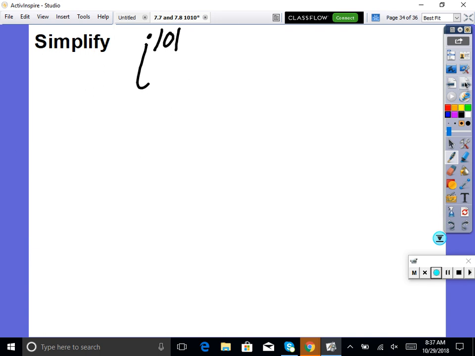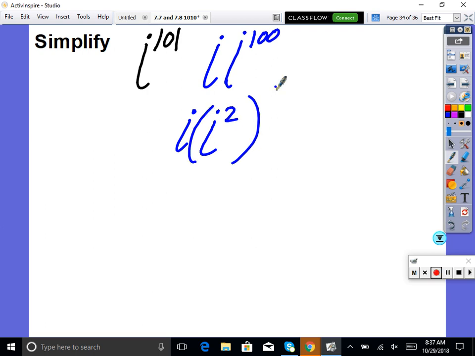Let's do this one, i to the 101. Everybody, I like it to be evens. This doesn't divide by 2, does it? So instead I'm going to say, well, 100 does. So I'm going to do i times i to the 100, and then this is i squared raised to the what power? 2 times what equals 100? 50. So then we have i times -1 to the 50th power.